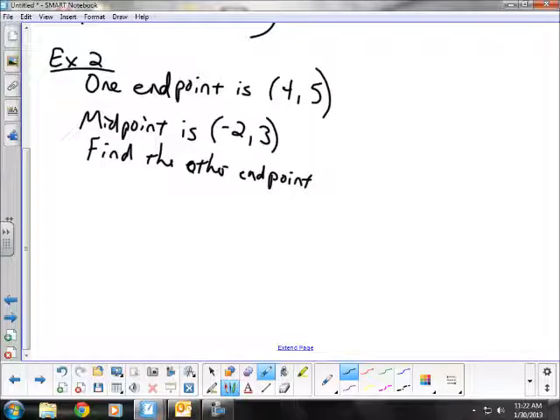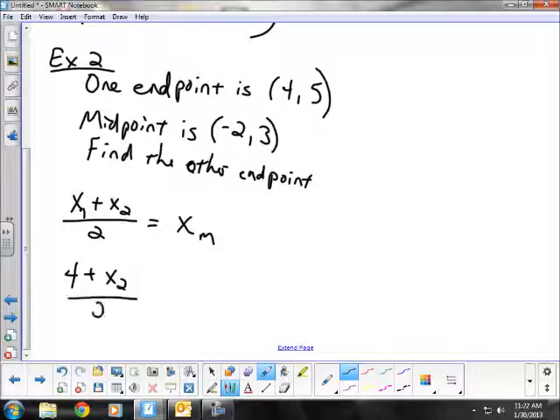So x1 plus x2 divided by 2 is going to give me the x-coordinate of the midpoint, right? Didn't we just get through saying that? So what are we going to do? Put 4 in for one of the x's, leave the other endpoint there because I don't know it, and put in the x-coordinate of the midpoint that's been given to me.